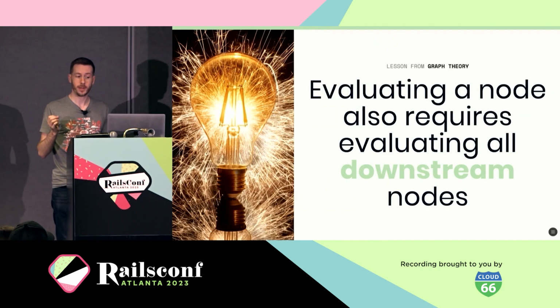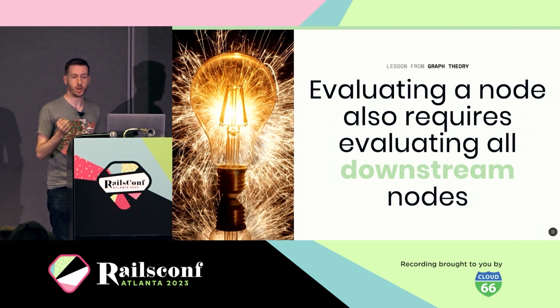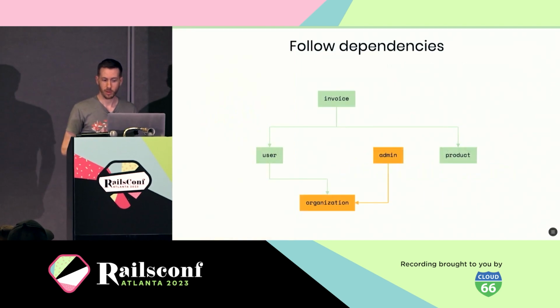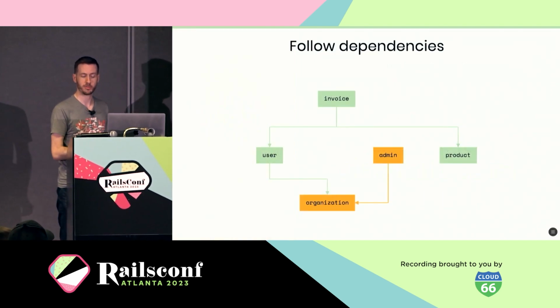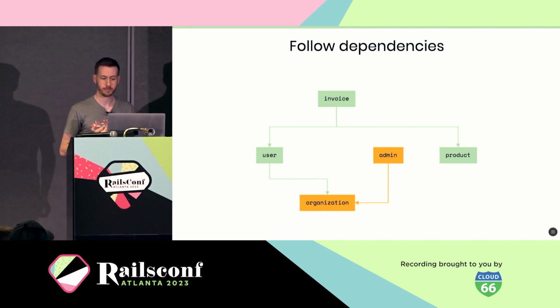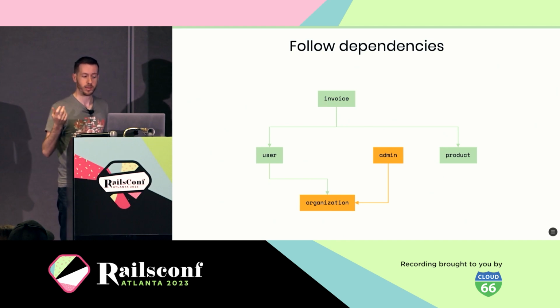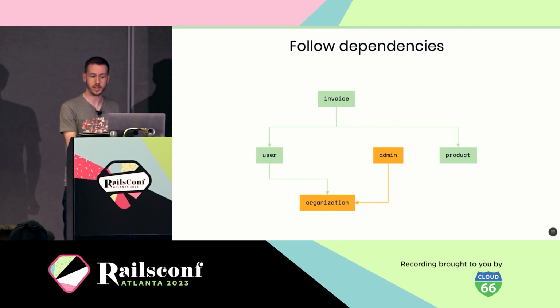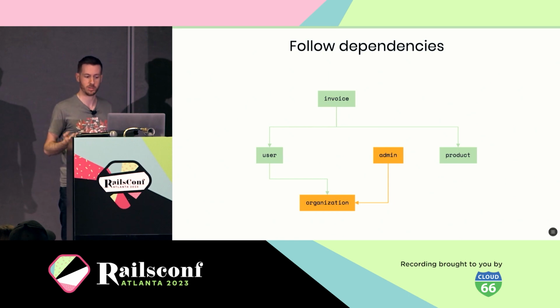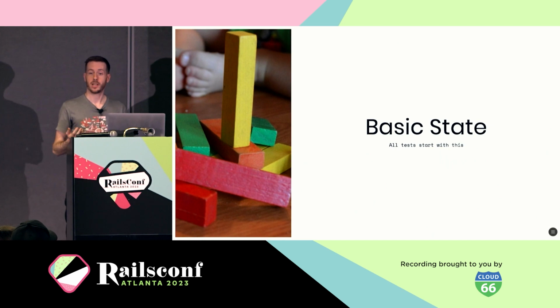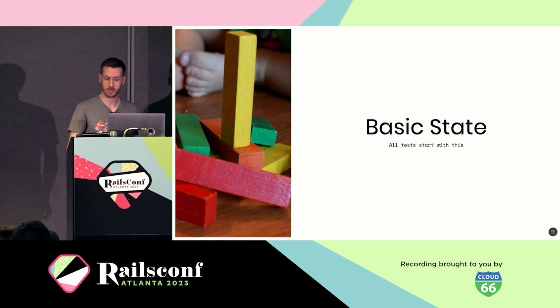Now a lesson from graph theory tells us that when you evaluate a node in a dependency graph, you also have to evaluate all downstream nodes. So in this case, because organization is downstream from admin, we also need to shade that. This makes sense because the admin let block has a reference to the organization let block. It needs it in order to do the work that it has to do. So now we've set up our base state. Both of those values are going to get evaluated no matter what happens in your test.